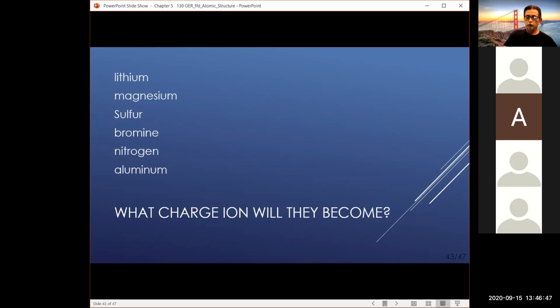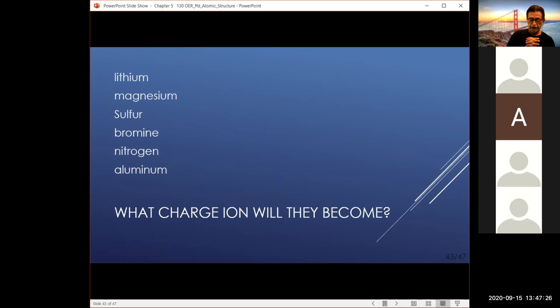Okay, so what charge would these guys have? We have lithium, magnesium, sulfur, bromine, nitrogen and aluminum. Anybody want to take a guess at lithium? What charge would it have? Positive charge? +1, right? Because lithium's in group 1, 1 valence electron, plus it's a metal. It's going to lose that 1 electron.